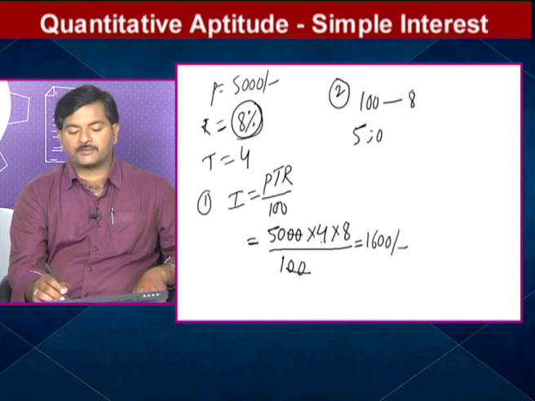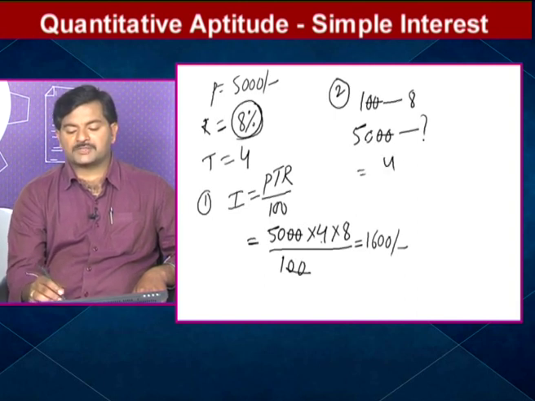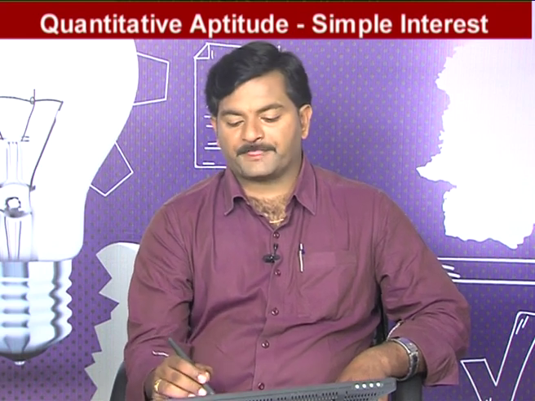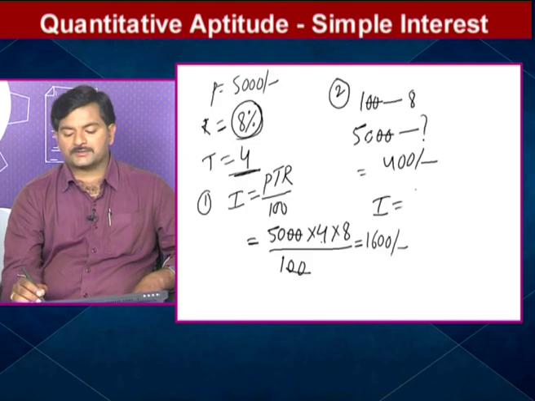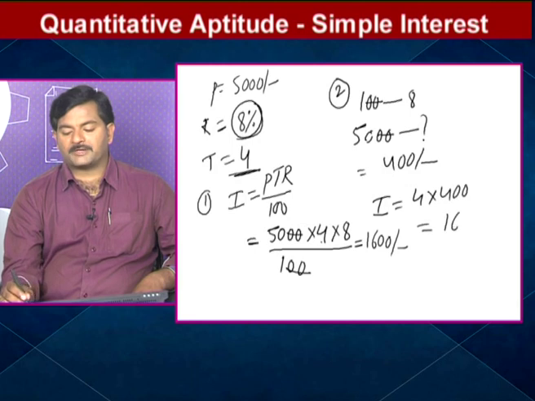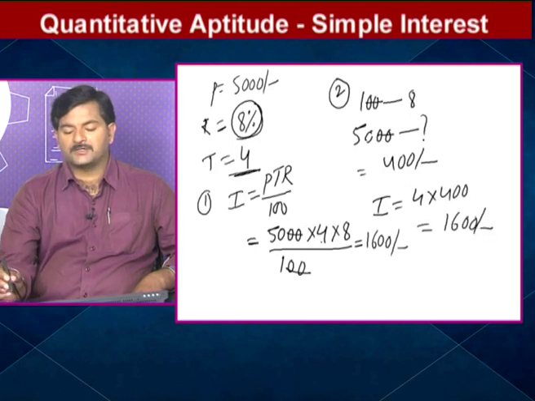But how many rupees did the person borrow here? 5,000 rupees. Then for 5,000 rupees, what is the interest? 2 zeros cancel, so I am getting 400. Observe, 400 is for only 1 year, but for how many years did the person borrow? 4 years. That's why total interest is 4 into 400, which is 1,600 rupees. So the answer for this question is 1,600 rupees. I hope everybody understood this concept.